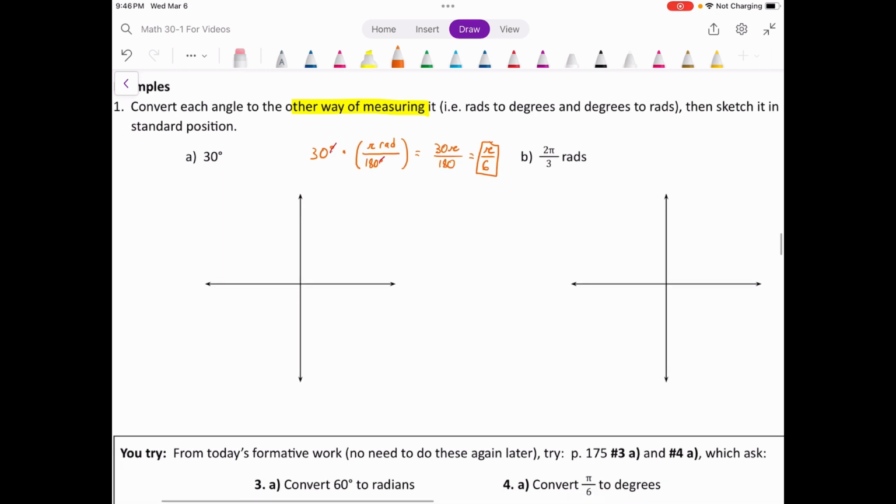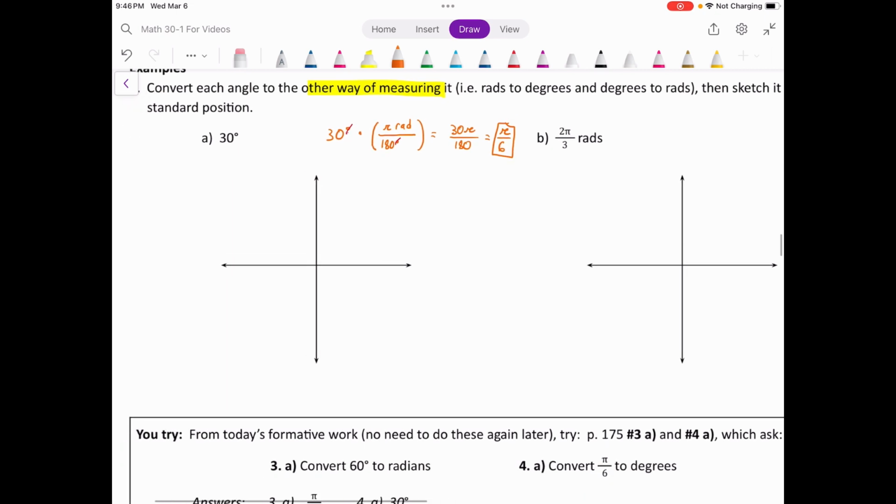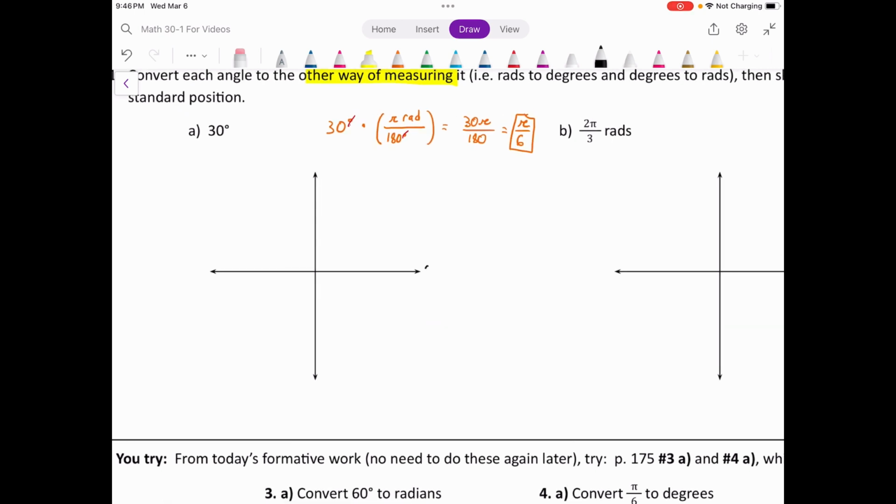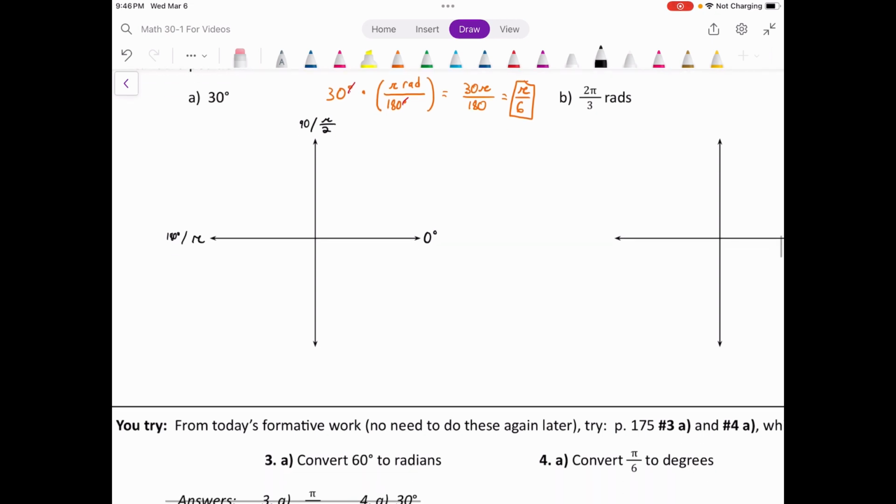So 30 degrees is the same as pi over 6 radians. Okay, so if we think about that, what are our quadrantal angles? Well, we've got 0 degrees, but also 0 radians, right? We've got 90 degrees, but also pi over 2 radians, right? 1/4 of 2 pi. We've got 180 degrees, but also pi radians, right? Half of a full circle, half of 2 pi.